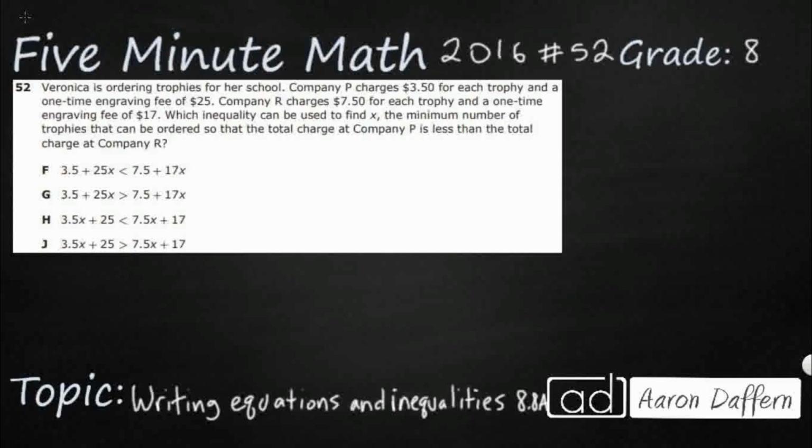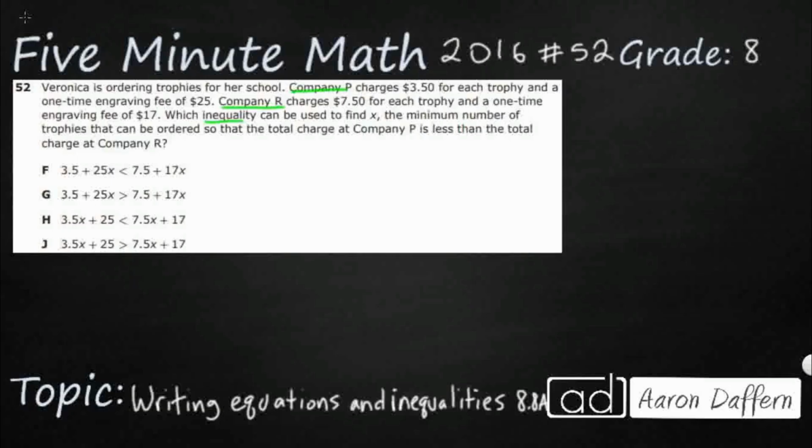So we have Veronica, and she's ordering trophies for school. Then we get a whole bunch of information about two different companies. So we've got Company P, and they charge $3.50 for each trophy, and a one-time engraving fee of $25. And then we've got Company R, which charges $7.50 for each trophy, and a one-time engraving fee of $17. And then we need to find an inequality.